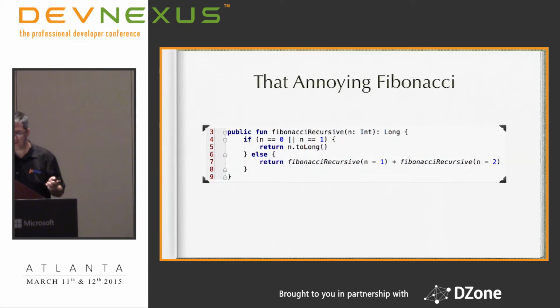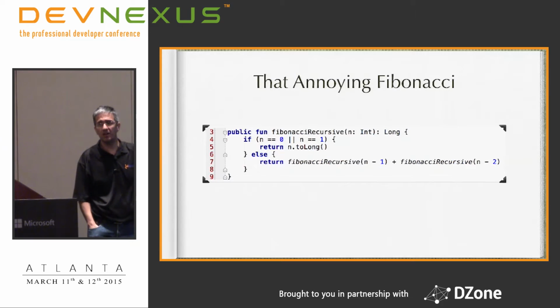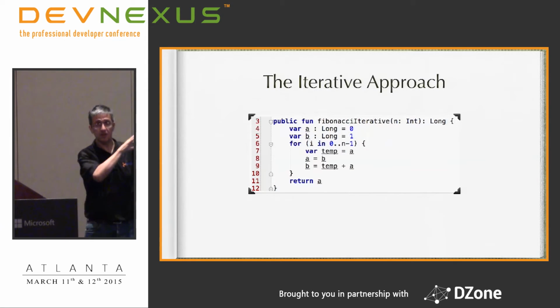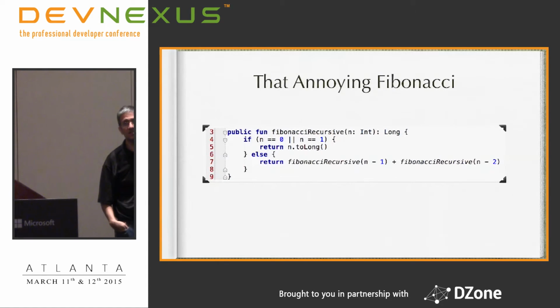If you run the iterative approach, this is simple. If it's n0 or n1, return the value, else return n-1 plus n-2. Why is it slow? Because it's doing this call recursively and a lot of times it's recalculating the same values over and over and over again. The iterative approach, tell me that you understand it if I didn't call that Fibonacci. You wouldn't, right? This is much easier to reason about.